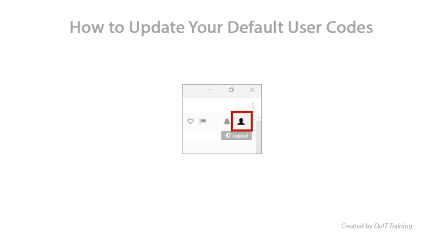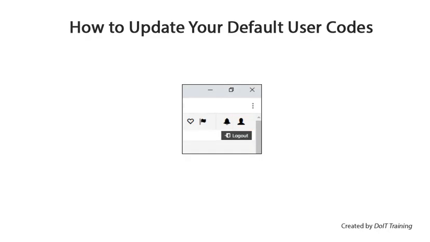To update or change your default user codes, users can go to their user profile and update their preferences. The following steps will outline how this can be done.